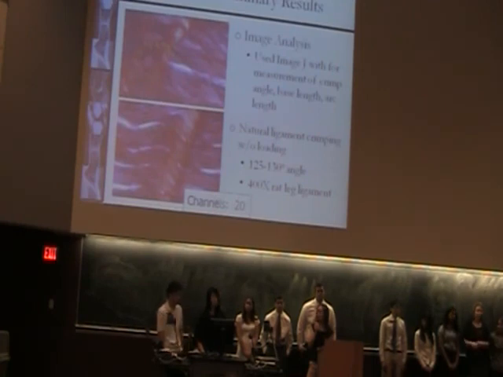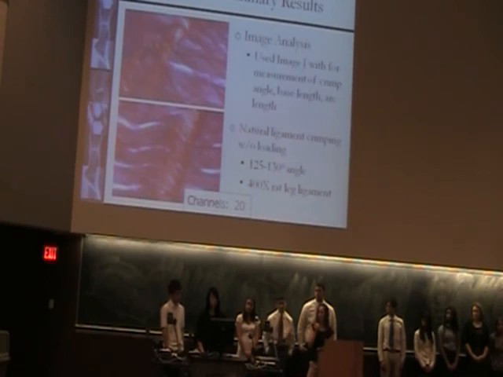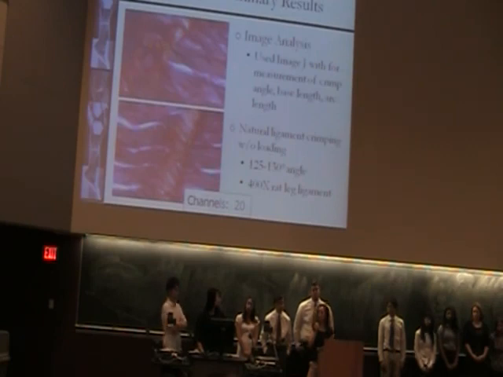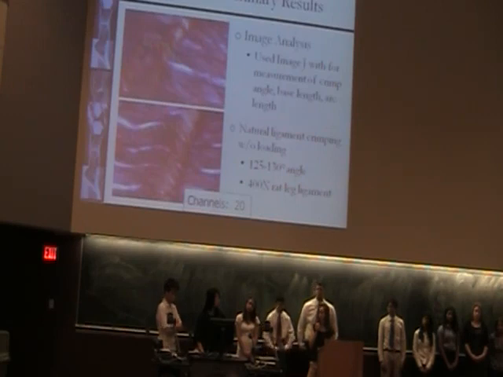And this slide shows preliminary results we've obtained. These are 400x rat ligaments. We see an average crimp angle of about 125 degrees. We use ImageJ to take 3 data points and calculate the angle between. Other measurements that we can obtain include the arc length, the base length, and we can approximate the function of that wave.